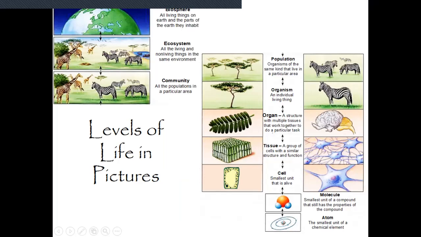Here's all of that in pictures, because sometimes it's a little bit easier to look at that way. Let's start with the cell, the smallest unit that is alive. The cells gather together into tissues, tissues into organs, organs into organisms, organisms into populations, populations into communities, communities, finally abiotic stuff comes in into ecosystems, and then everything from the edge of the atmosphere to under the ground is the biosphere.